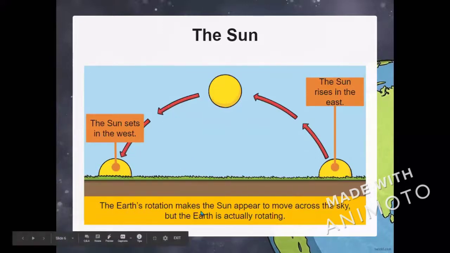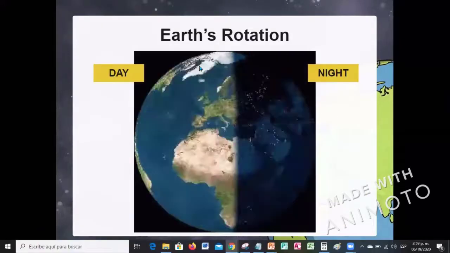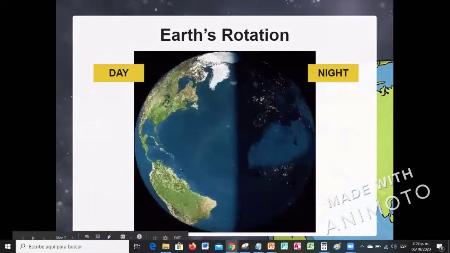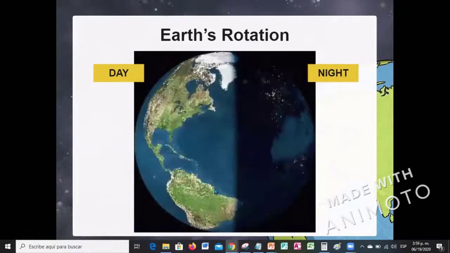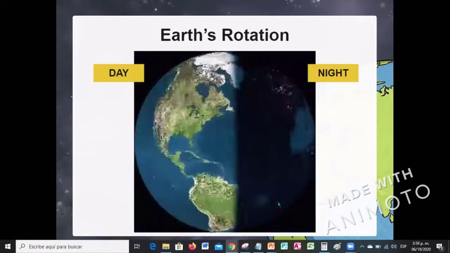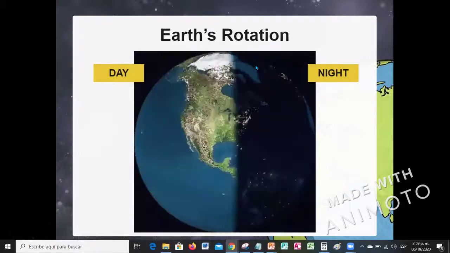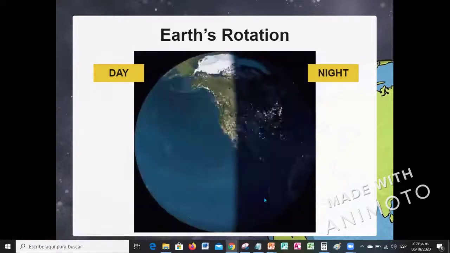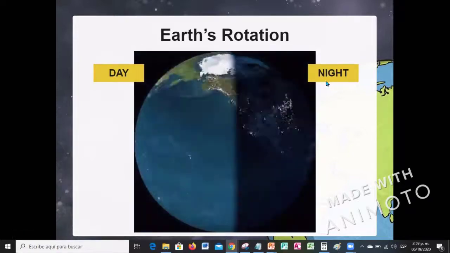The Earth's rotation makes the sun appear to move across the sky, but the Earth is actually rotating. We are rotating with Earth, right? Not the sun. Just to recap here, we have the Earth's rotation. What happens is that Earth is facing the sunlight. Then daylight is produced. And then when the sun is not visible here, that means that the Earth is not facing the sunlight, the night is produced.